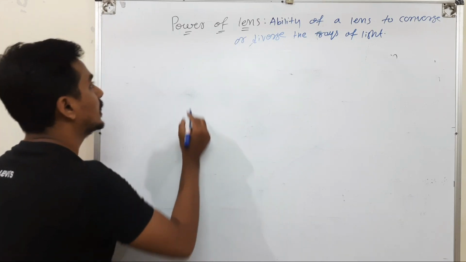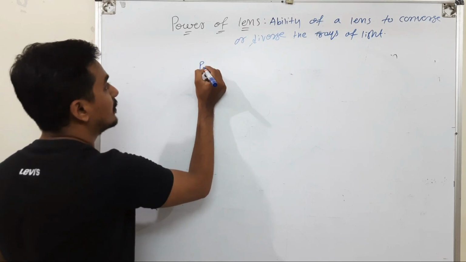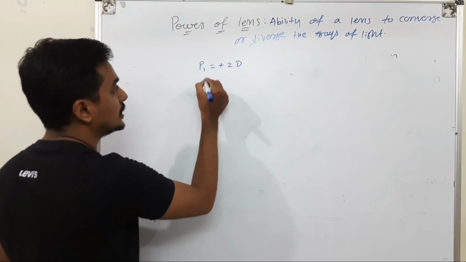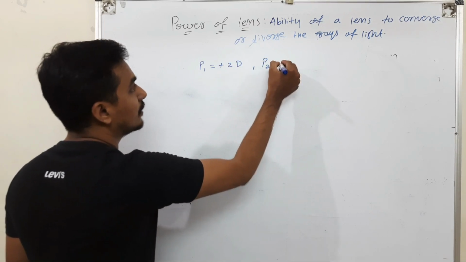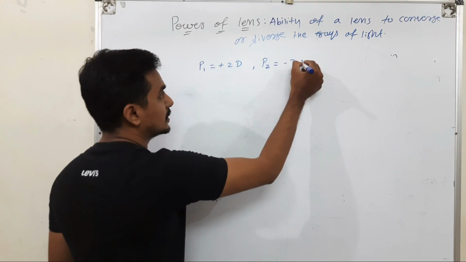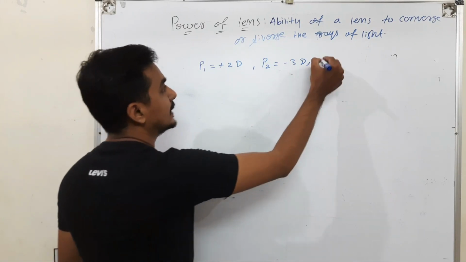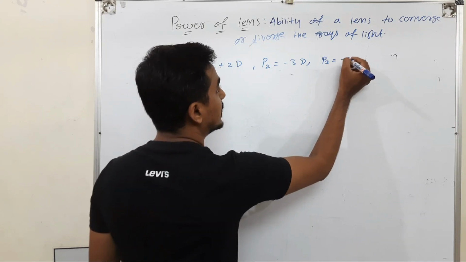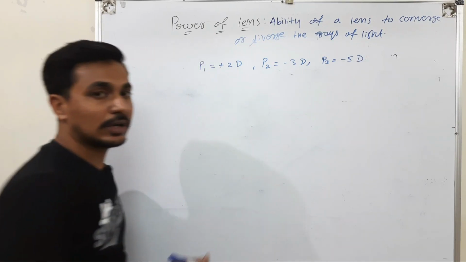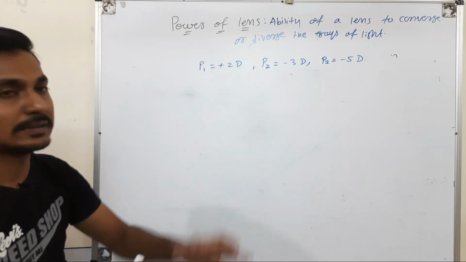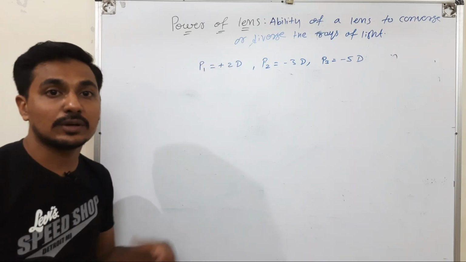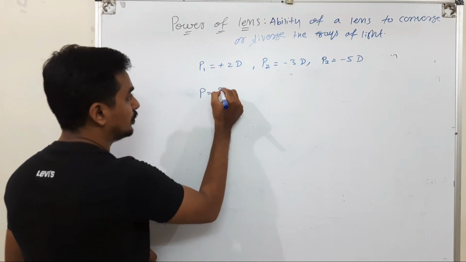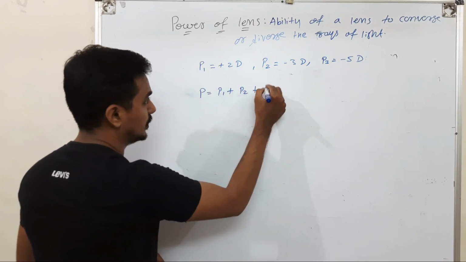Suppose you have a lens having power P1 equal to plus 2D, another lens having power minus 3D, another lens having power P3 equal to minus 5D. Then if you connect all these three lenses, what will be the power of the combination? In that case, P is equal to P1 plus P2 plus P3.